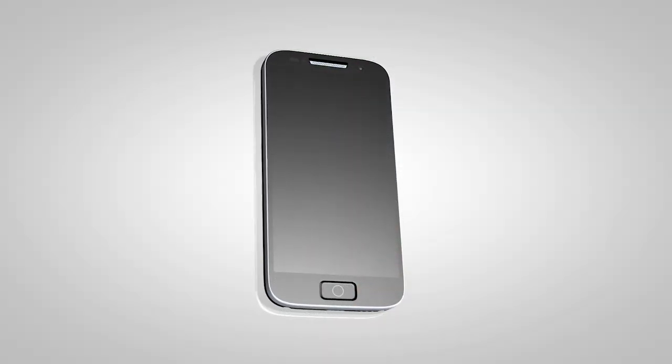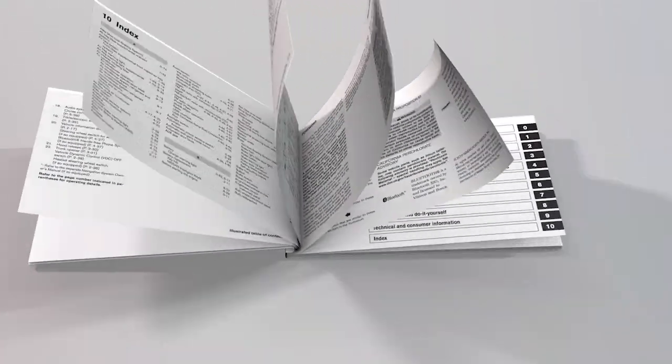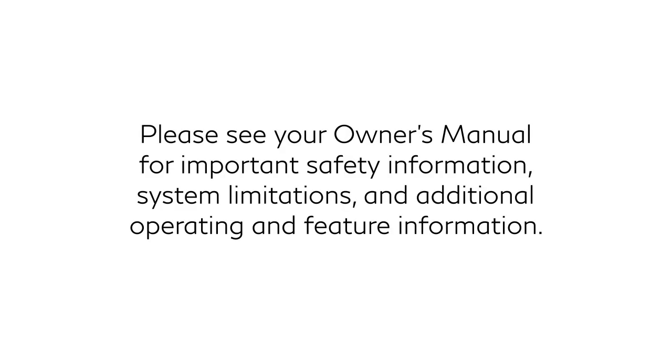Apps for the system can be downloaded from Google Play or the App Store. See your owner's manual for Wi-Fi and password information. Please see your owner's manual for important safety information, system limitations, and additional operating and feature information.